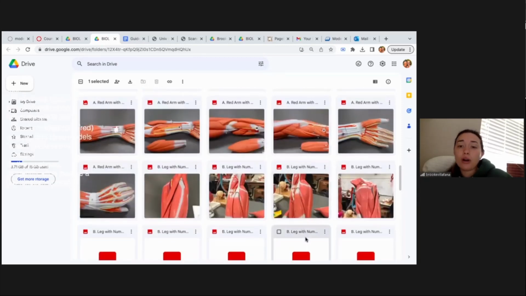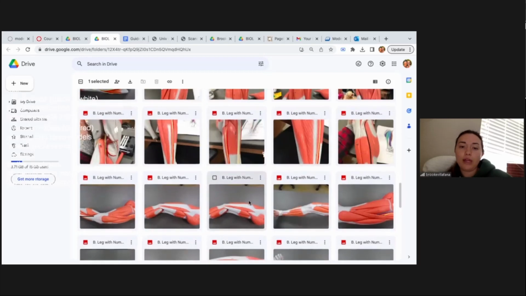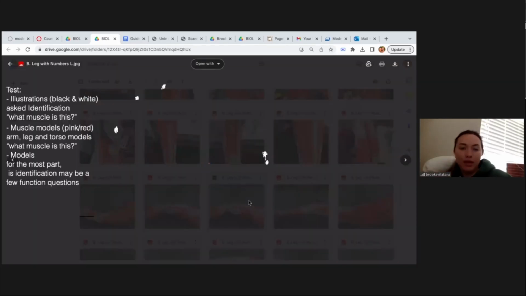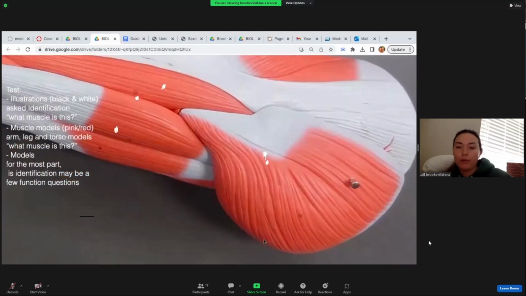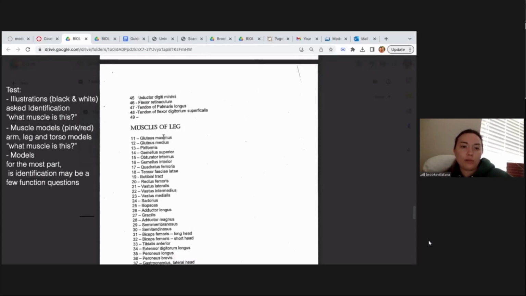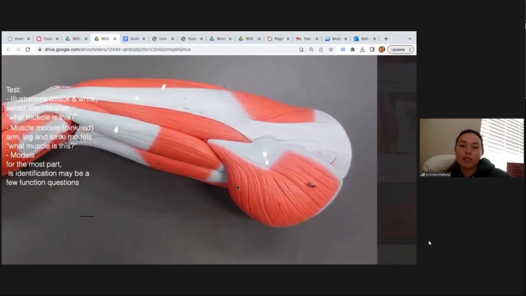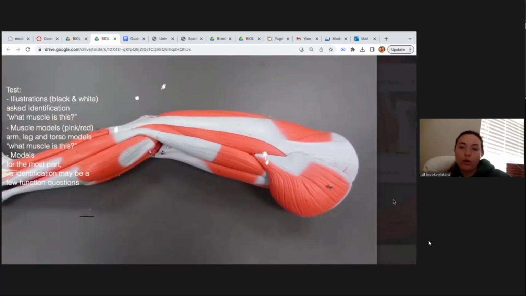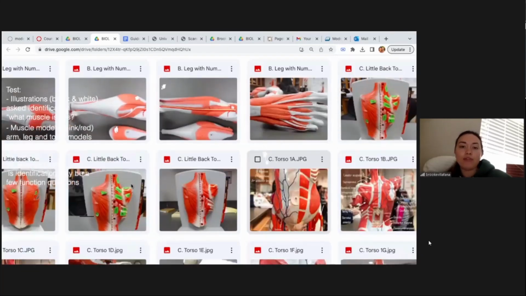The next part of the lab exam is going to be on the leg. So you have your leg here. It's going to be the same thing. You have numbers on the leg. So for example, the number 11 on the leg. And when we go to our muscles of the leg, number 11 is the gluteus maximus. So you're going to learn number 11 as the gluteus maximus, and you basically just go through the whole leg that way.